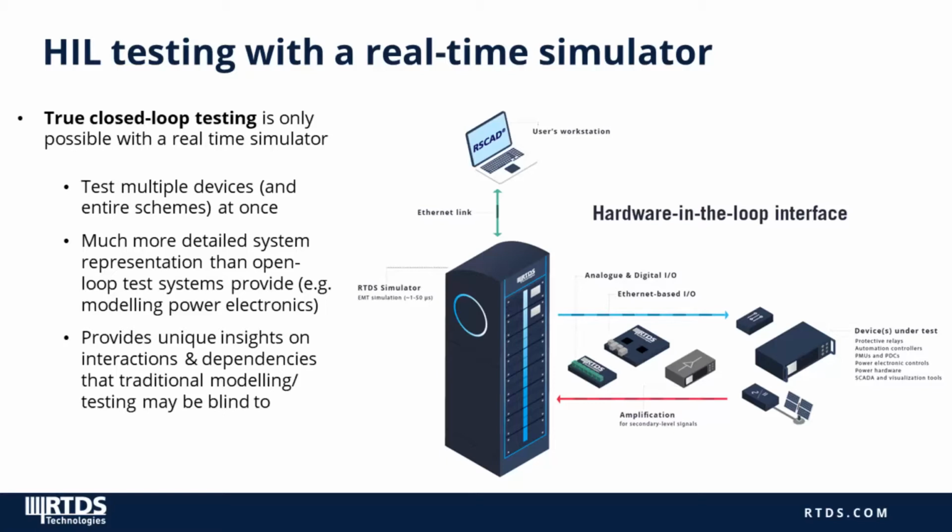It allows for a much more detailed system representation than other testing tools provide. For example, we can model power electronics at a very high level of detail, including switching in the 150 kilohertz range. And it provides unique insights on interactions and dependencies that traditional modeling and testing could be blind to. So we are seeing not only electromagnetic transient simulation, but real-time electromagnetic transient simulation become a much more common part of the utility's approach to technological readiness.